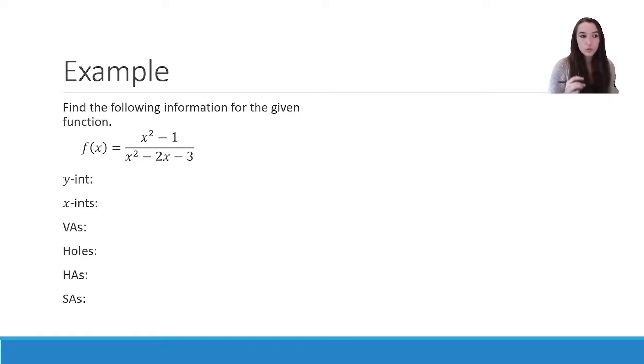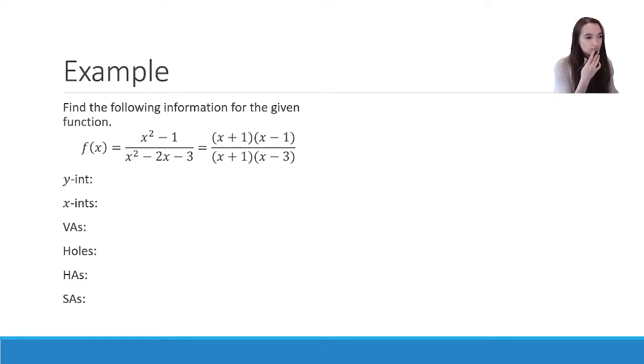So how do I do this? Essentially, my first step is always going to be factor. Every single time, you're going to need to factor it. So we're going to factor this. X squared minus 1 is going to factor using a difference of two squares to x plus 1, x minus 1. X squared minus 2x minus 3 will end up being x plus 1, x minus 3, like so.